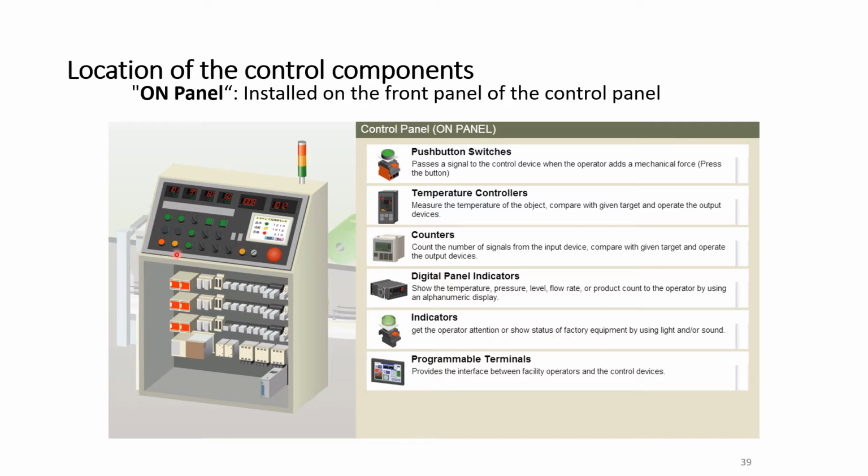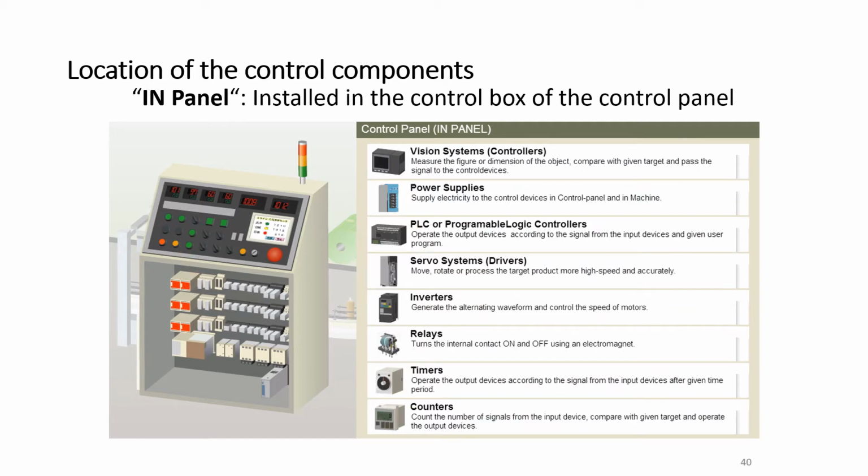Okay, this one is most likely a safety button, but these are pilot lights. So these pilot lights are a type of indicator. And you have a programmable terminal or HMI here. You could see the HMI here. So let's see what we have in the in panel location.